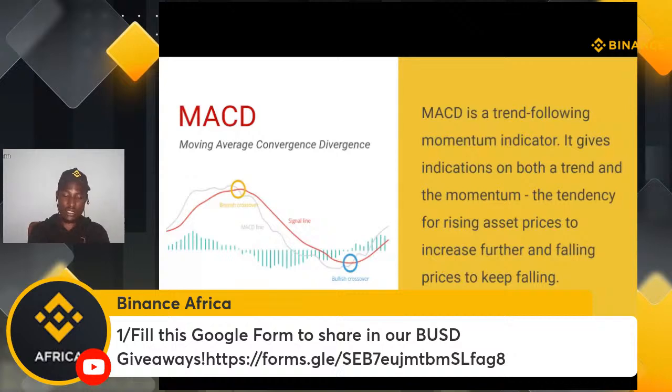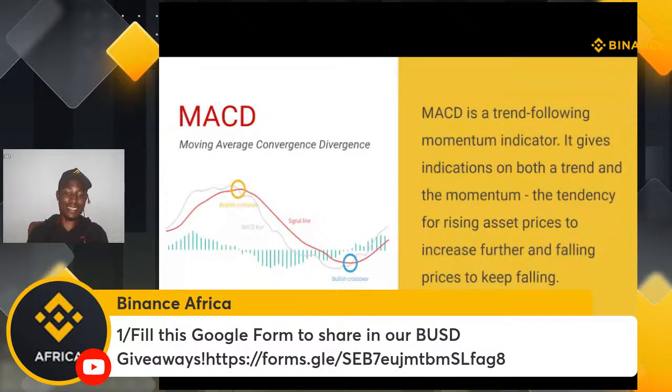The divergence in the name of the indicator refers to the 2 underlying moving averages moving apart. In the MACD indicator, you have 2 lines, as shown in the slide here, a red line and a gray line. The divergence simply refers to the 2 underlying moving averages moving apart, while the convergence relates to the two underlying moving averages coming towards each other. The MACD indicator tracks pricing events that have already occurred, and this makes it a lagging indicator.